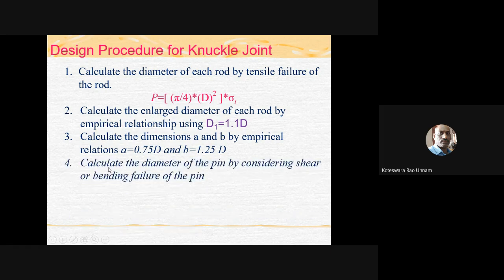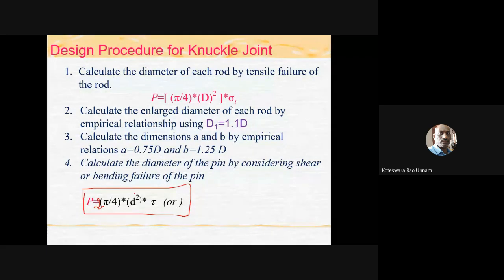Then you need to calculate the diameter of the knuckle pin by considering the shear failure of the knuckle pin. We know it is in double shear, so you need to use the factor of two here. This is the equation: 2 × (π/4) d² τ = P. So from that, you can calculate the diameter of the knuckle pin.